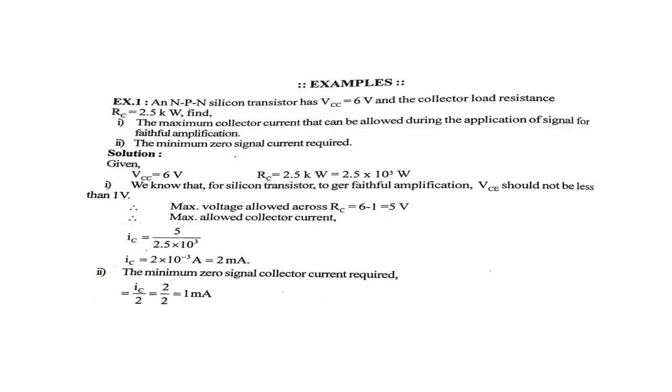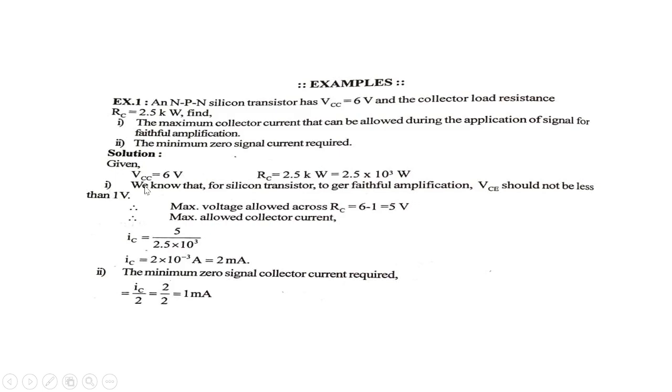Now see examples. First, an NPN silicon transistor has VCC equal to 6 volt and the collector load resistance RC equal to 2.5 kilohm. Find the maximum collector current that can be allowed during the application of a signal for faithful amplification, and also find the minimum zero signal current required.